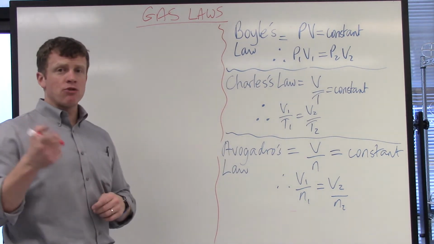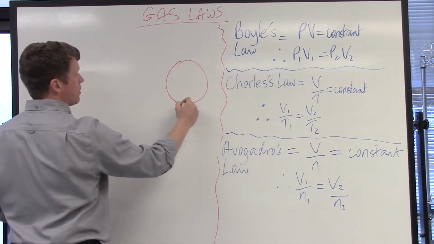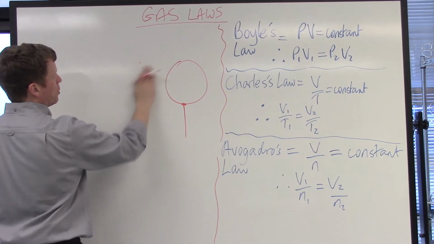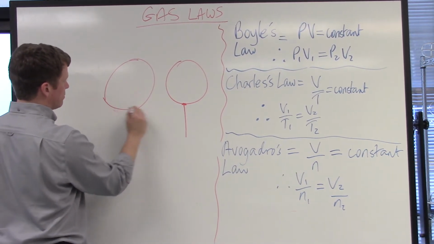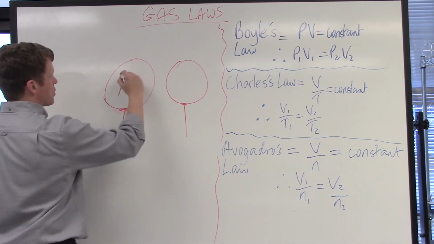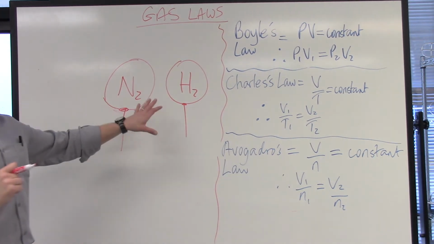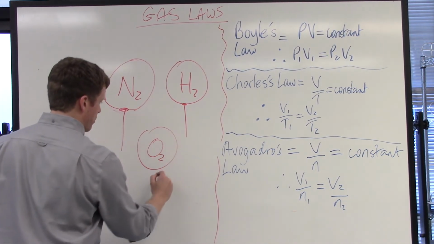Avogadro's law is an interesting one. He's got a big idea. If you imagine these are a couple of balloons all the same size. Oh dear, oh dear. And this has got N2 in it, nitrogen, and that's got H2. They aren't the same size, but imagine they are. And here's a third, say for example, that's O2.